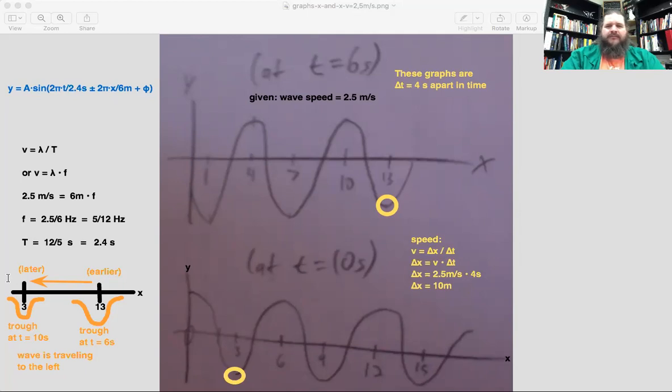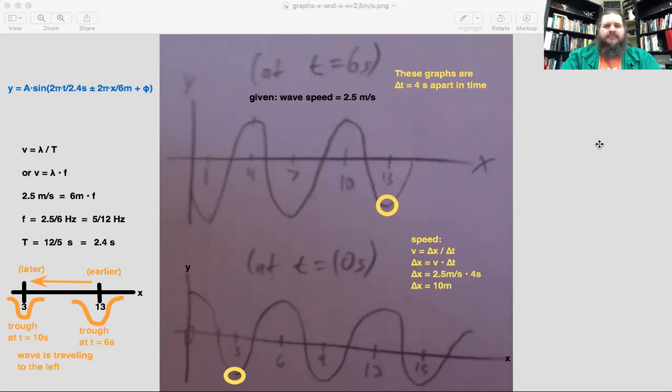Any questions on that so far? Yeah, I just have a quick question. So you have to be given the speed to figure this out? Yeah, or some other information. Maybe it just tells you outright that these 2 troughs are the same trough. But the important thing is you've got to have that one extra piece of information. If all you have is the 2 graphs, that's not enough information. But if you also know the speed or 2 points that are already identified as being the same point, then you can proceed from there.